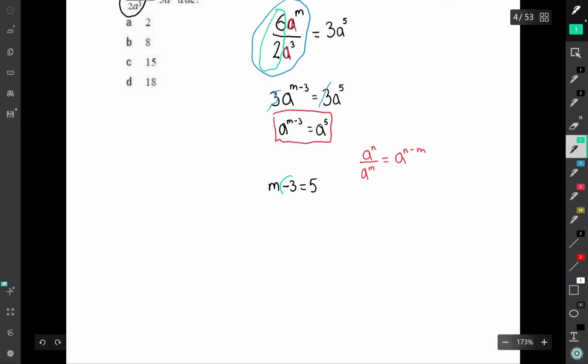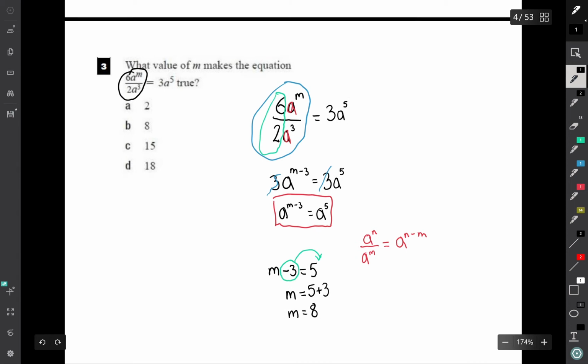Now we have a simple equation that we can rearrange and solve for m. Remember, we rearrange the equation by moving terms to the opposite side and getting m all alone. So I end up with m is equal to 5 plus 3, which finally gives me m equals 8. So why don't we test our answer? I think the answer is m equals 8, but let's check.